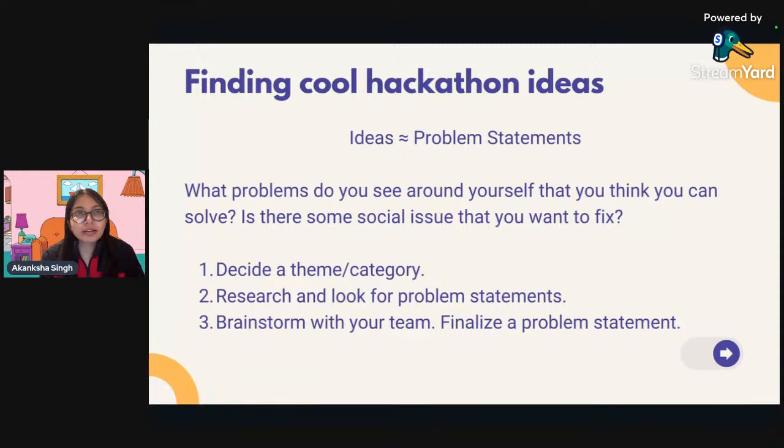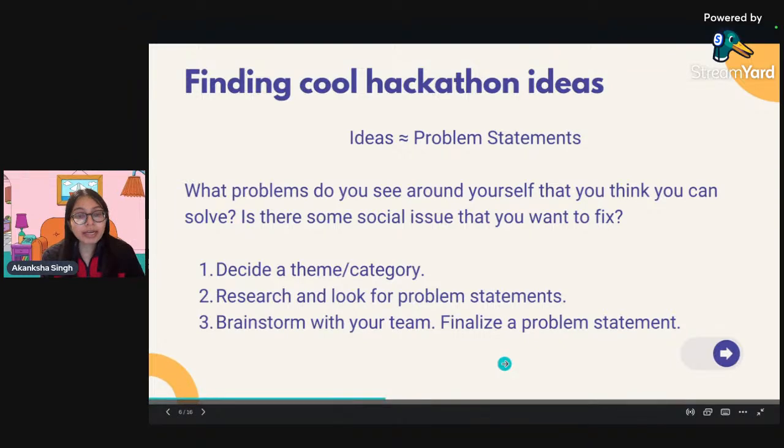And it's not that you have to copy someone's idea. It's just that you will be taking some inspiration from someone else's idea, and then you can brainstorm with your team on how you can improve that idea and actually make something of your own. So that can be one approach of looking for ideas and inspirations.